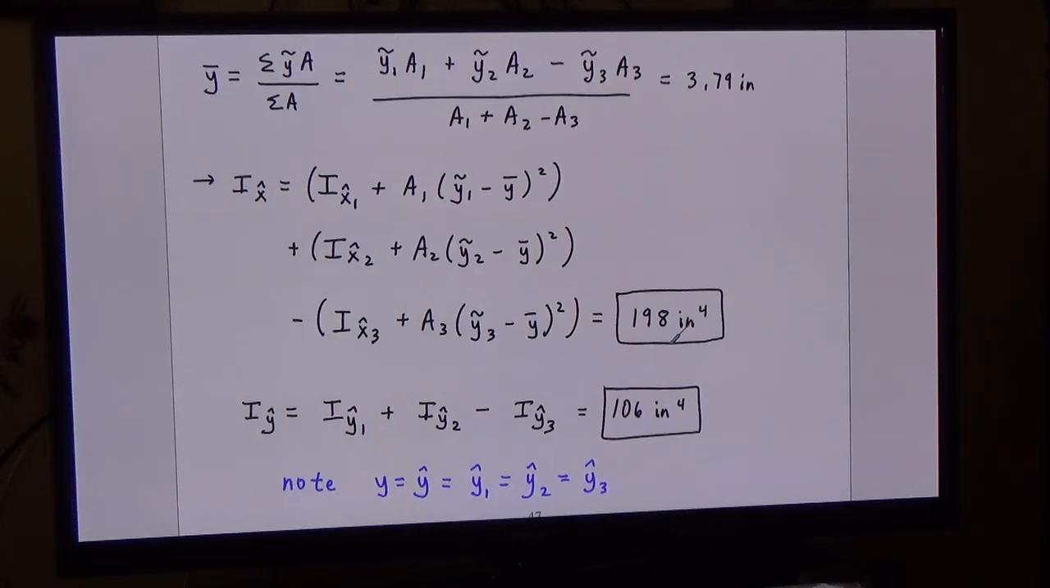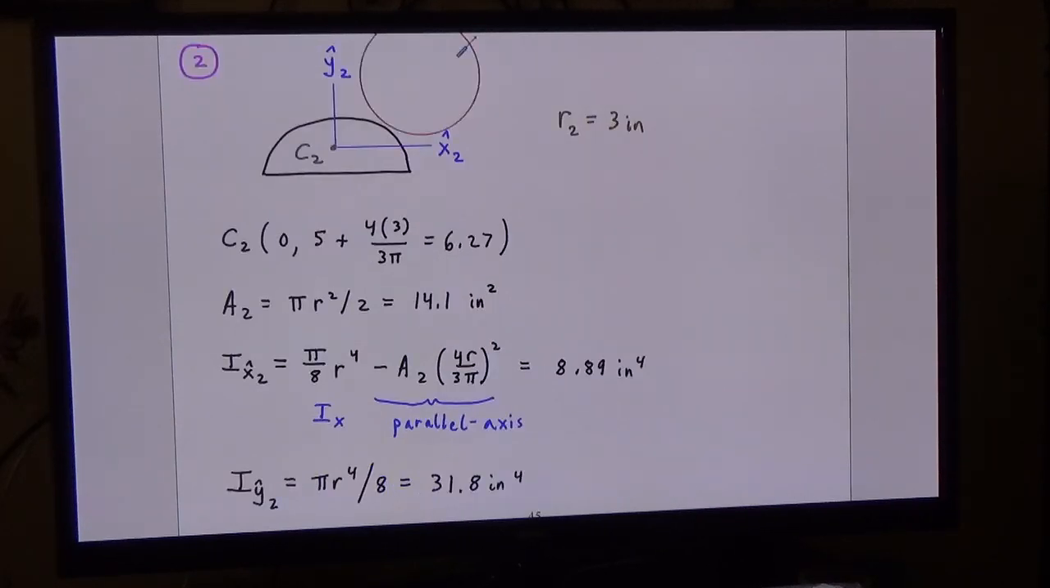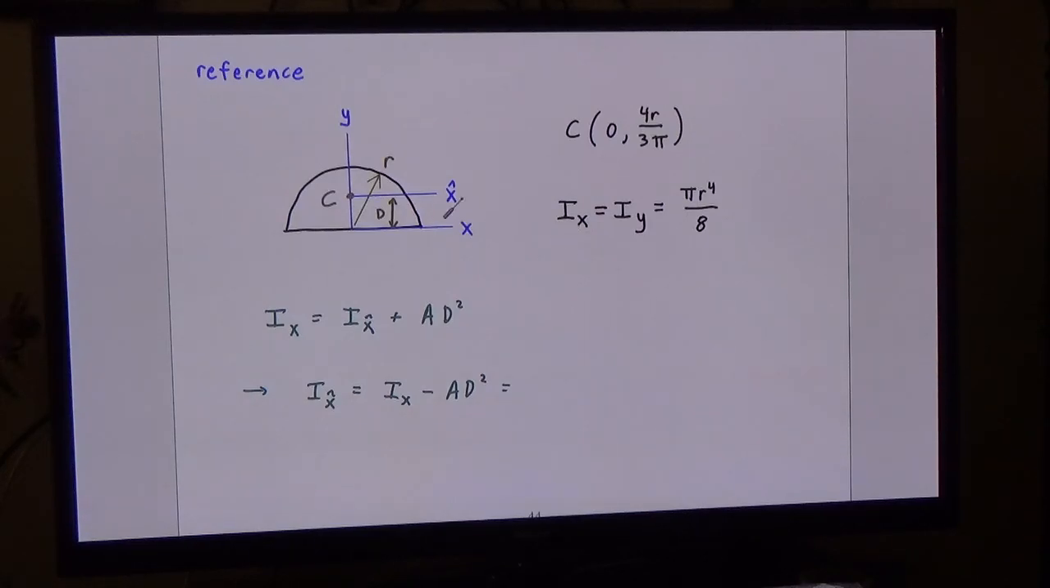Alright, as I mentioned, the main thing that I was looking at in this particular problem was that I wanted to show that something interesting happens whenever we have a body such as a semicircle and we're not given I about x hat. Also note that for the parallel axis theorem to work correctly, we have to use I about x hat right here, or we'll get the wrong answer.